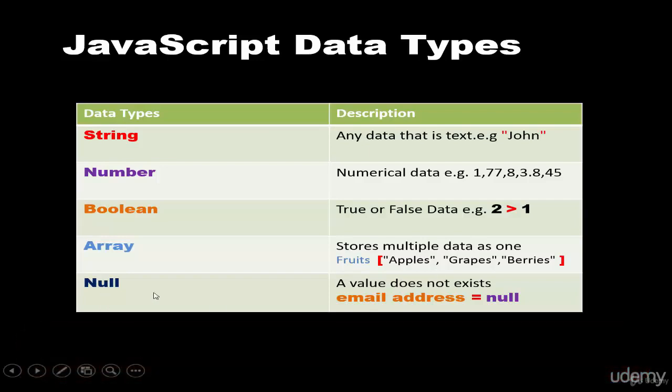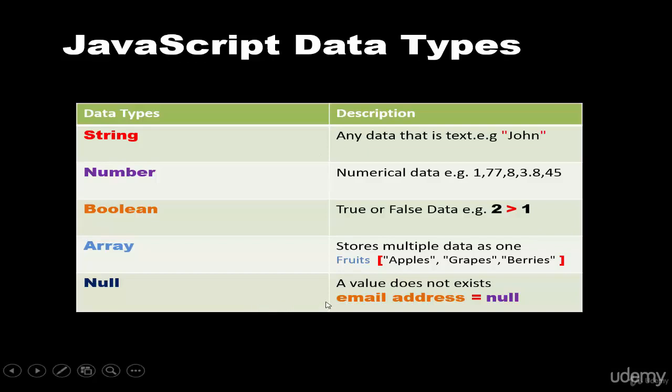Next is the null. The null basically means the value does not exist. For example, if you are filling out an online form or something that requires a piece of data that you haven't got, the JavaScript application would treat that as a null value. For example, if you have an email address column and you no longer know the email of that person, or the email address doesn't work, you can insert a null value in that field. So that's what null means.